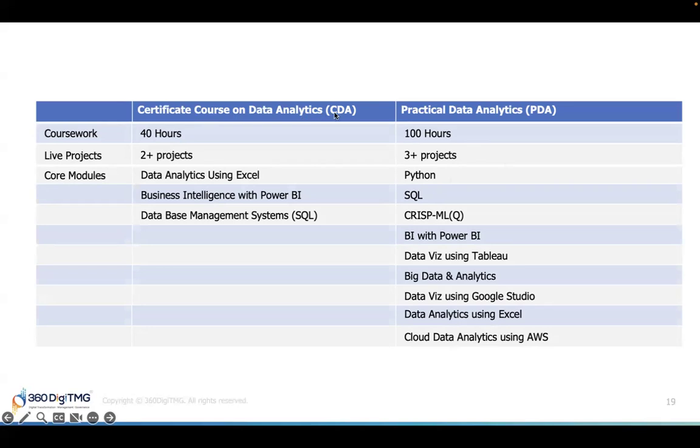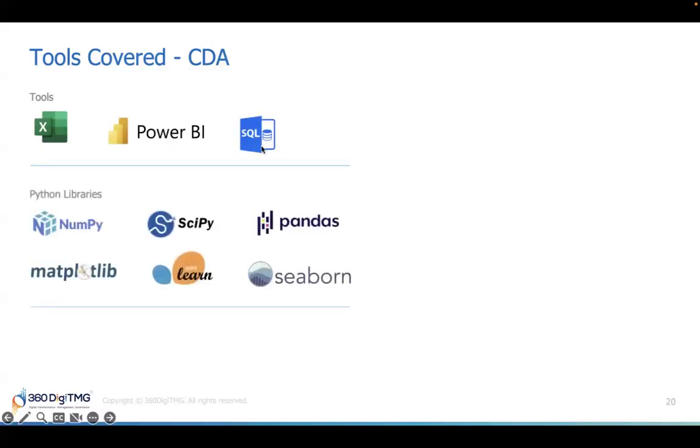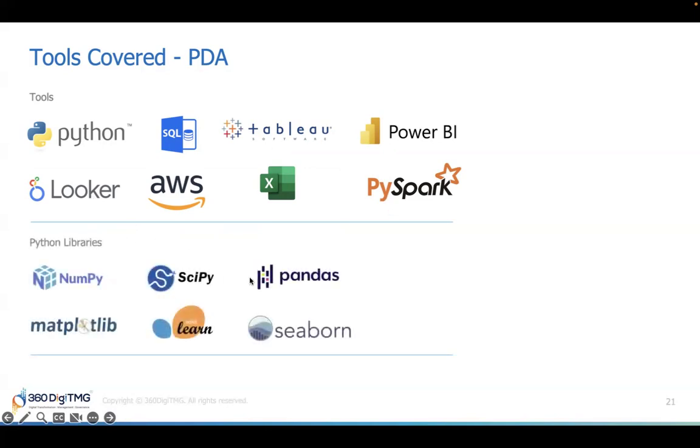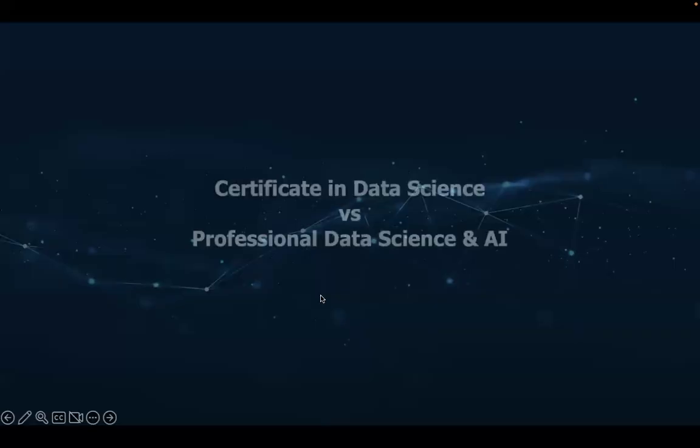So if you're enrolled for CDA, what do you get to learn? If you're enrolled for PDA, what do you get to learn? Tools covered in CDA: Excel, Power BI, SQL, and Python libraries like NumPy, SciPy, Pandas, Matplotlib, Seaborn. As a part of PDA, of course, you will learn Excel and Power BI and SQL, but in addition to that, you will learn Python, Looker, Tableau and PySpark, AWS, and the Python libraries that you would be learning.